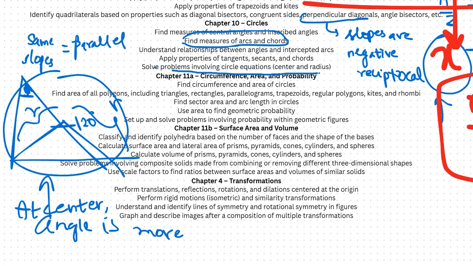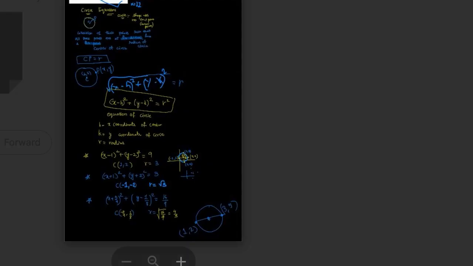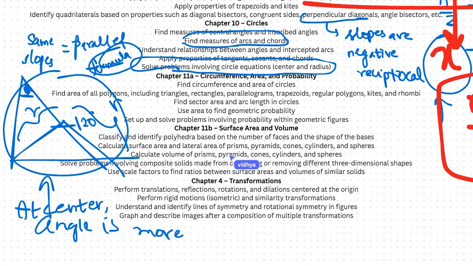Circle equations. Formula is important. X minus h whole square plus y minus k whole square is equal to r square. So I think I've given you. Okay. I'll share one small one-page notebook PDF file. That will contain these concepts, types of questions and concepts.